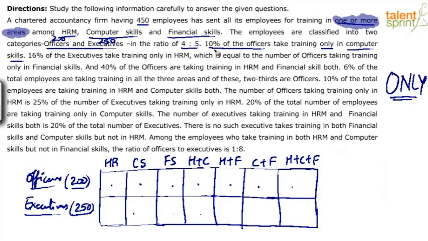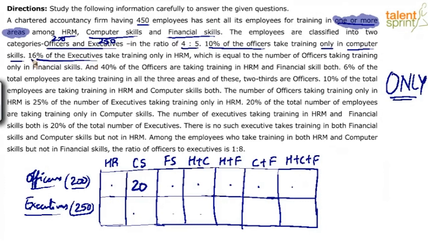See, he says 10% of officers take training only in computer skills. They do not take training elsewhere. Only in computer skills is this region. Now 10% of 200 is 20. So 20 comes here. Done.